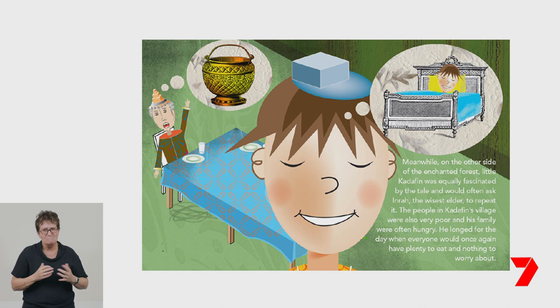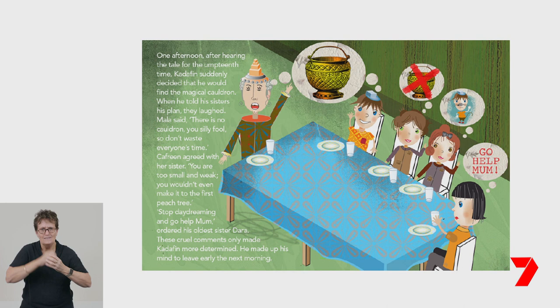Meanwhile, on the other side of the enchanted forest, little Cadafan was equally fascinated by the tale and would often ask Inra, the wisest elder, to repeat it. The people in Cadafan's village were also very poor, and his family were often hungry. He longed for the day when everyone would once again have plenty to eat and nothing to worry about. One afternoon, after hearing the tale for the umpteenth time, Cadafan suddenly decided that he would find the magical cauldron.